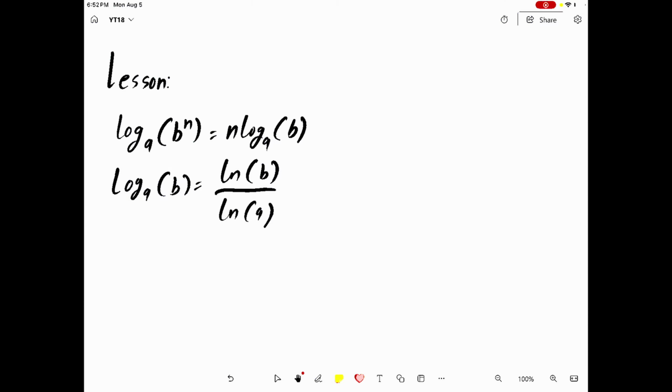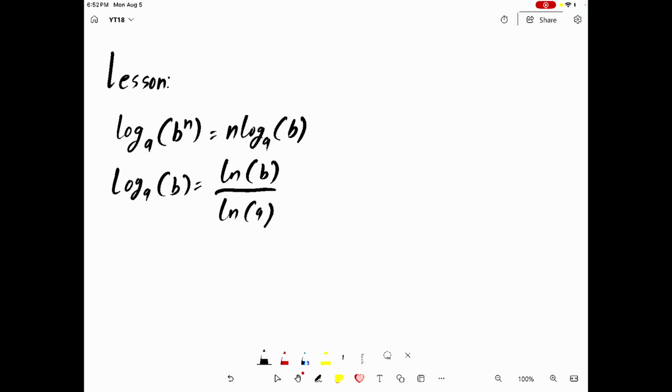Today's lesson is a continued logarithm formula video where I am showing you some more logarithm formulas, and these are the two other logarithm formulas which are very essential to know. Without further ado, let's just get into them. Our first logarithm formula states that the logarithm with the base of a of a number b to the power of n is equal to n times the logarithm base a of b.